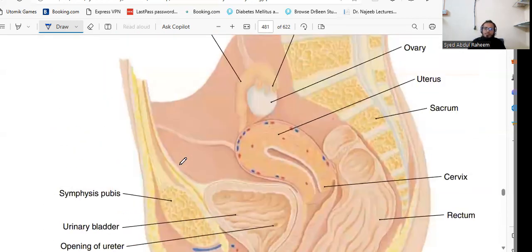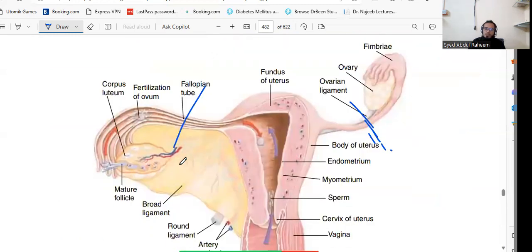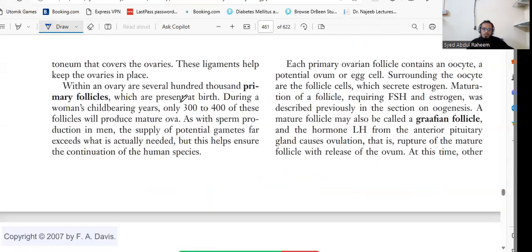So we have the ovaries, and they are connected with the ovarian ligament. You can see this is the ovarian ligament, which holds the ovary in its place. You can see this is the ovary, an oval shape, about 4 centimeters. This is the fimbriae.